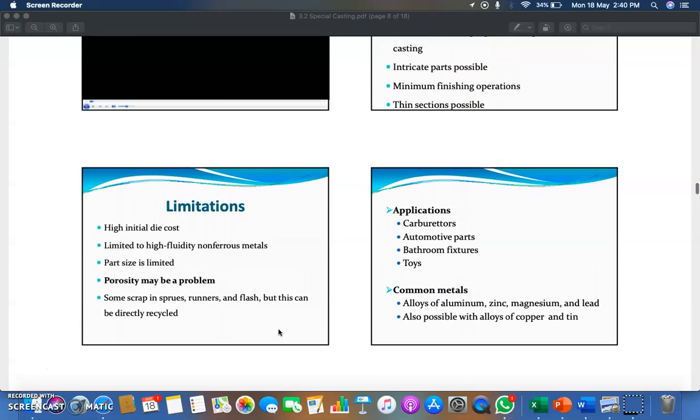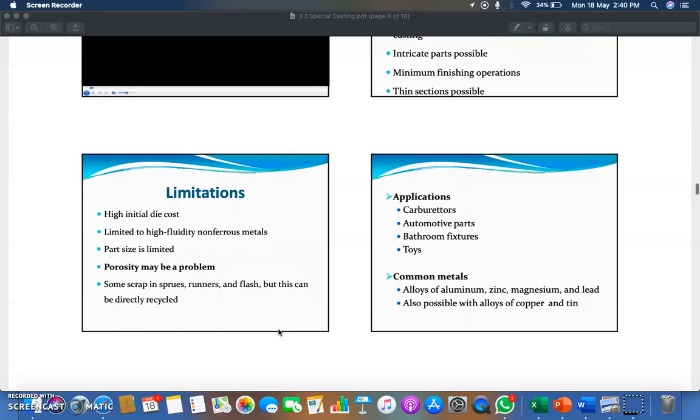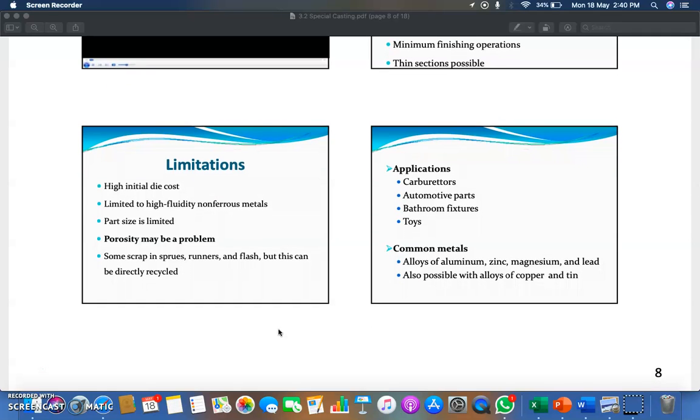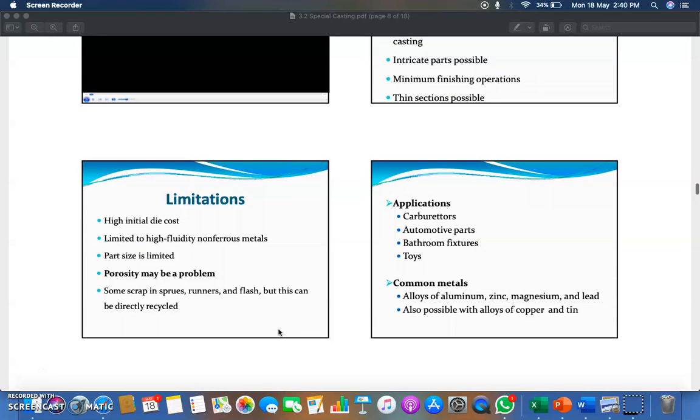What is die casting? Die casting is classified into two types: hot chamber and cold chamber. We have studied the setup of hot and cold chamber. Now the advantages and limitations we have discussed, and the applications of those we have discussed. So I am stopping here. We'll come with another topic of special die casting in another session.